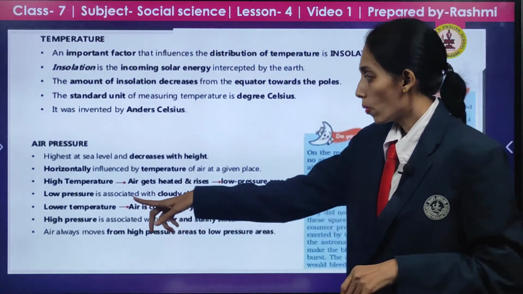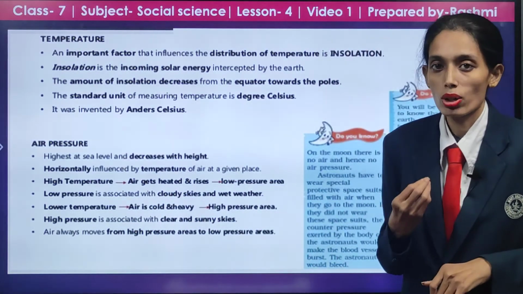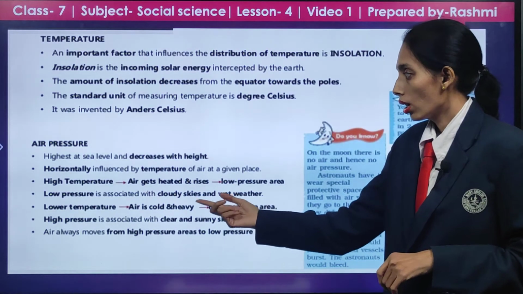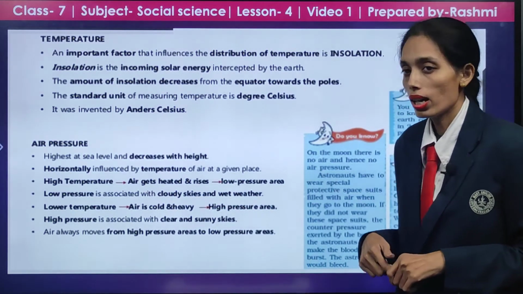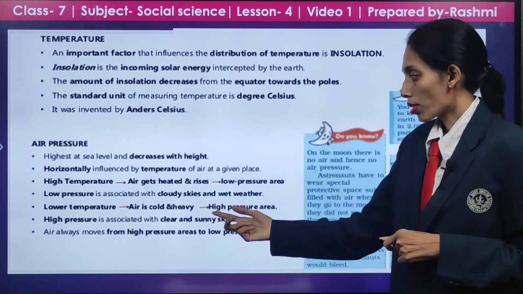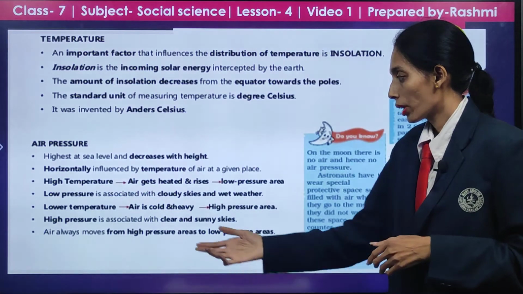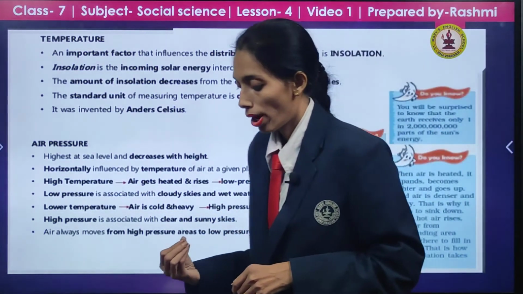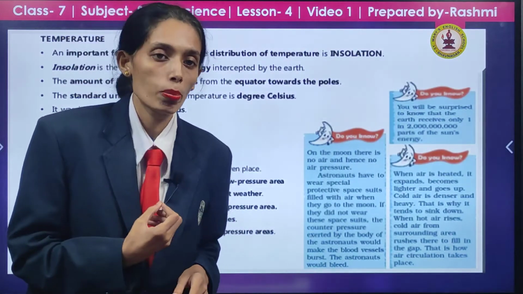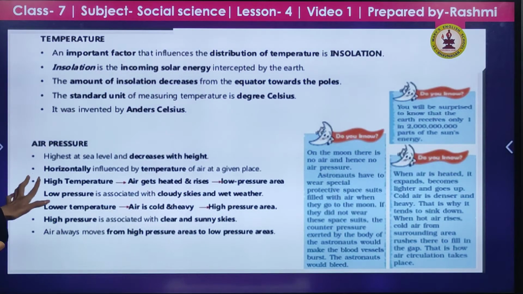Lower pressure is associated with cloudy skies and wet weather. The lower the temperature, the air is cold and heavy, and a high pressure area is built up. High pressure is associated with clear and sunny skies. Air always moves from high pressure area to low pressure area. So this is important, which you need to remember, children.